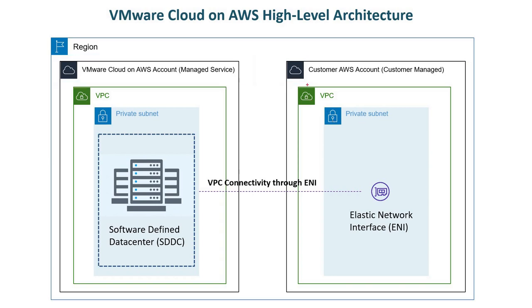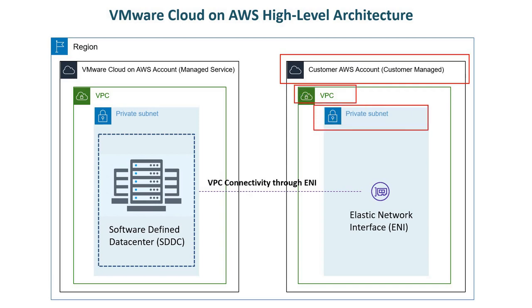Now, on the right side, this is the customer AWS account, which is completely operated and managed by the customer. You see there is a VPC and a private subnet. All these AWS constructs, like the VPC and private subnet, are operated and managed by the customer who is the owner of that AWS account, and all the workloads the customer creates within that VPC are also managed and operated by the customer.